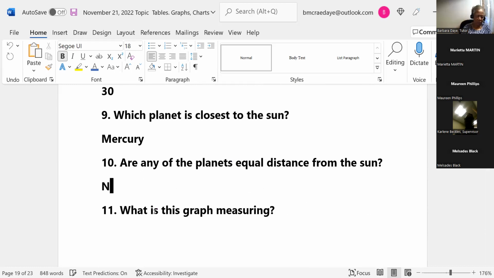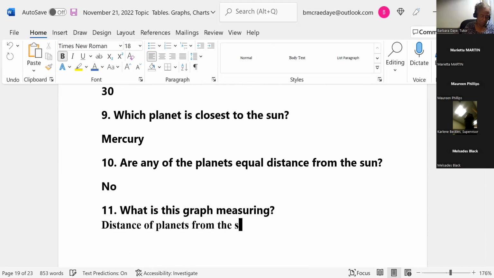Okay. What is this graph measuring, Maureen? It's measuring the distance from the sun. The distance of planets from the sun.